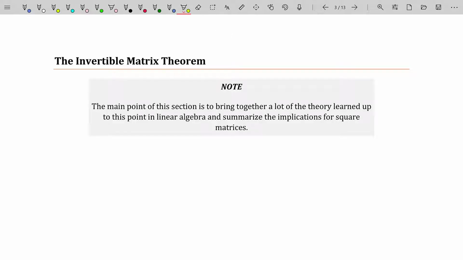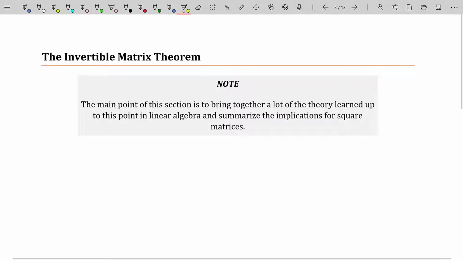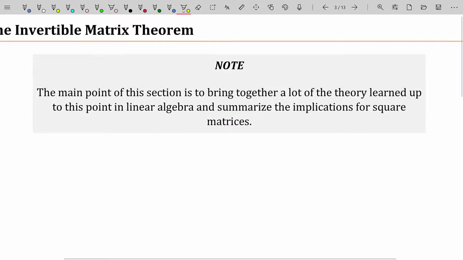Now that is all said so that we can jump into the biggest theorem in linear algebra, which is the invertible matrix theorem. The main point of this section is to bring together a lot of the theory learned up to this point in linear algebra and summarize the implications for square matrices. And that's the important part, for square matrices. This whole conversation has nothing to do with non-square matrices. It only has to deal with square matrices.